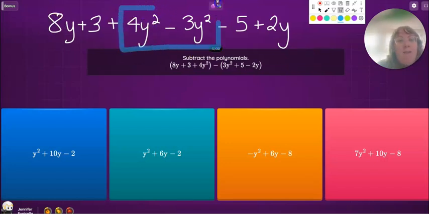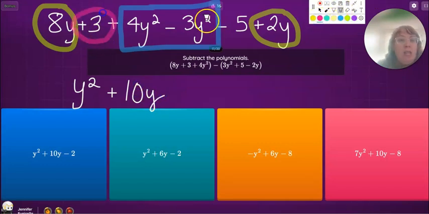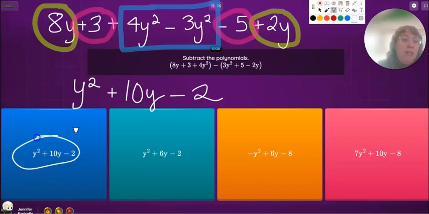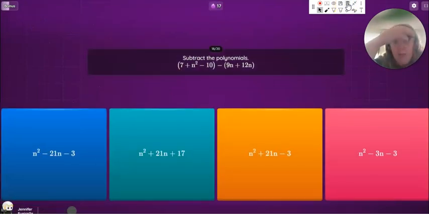Okay, first we have 4y squared minus 3y squared, which leaves us with just 1y squared. Then we have 8y plus 2y, which gets us 10y. And 3 minus 5 is a negative 2. So we have y squared plus 10y minus 2 right here. Perfect. 3 more left.